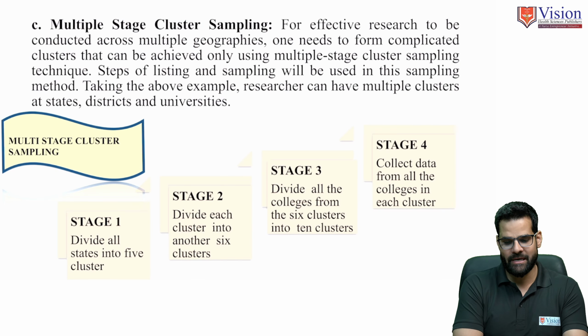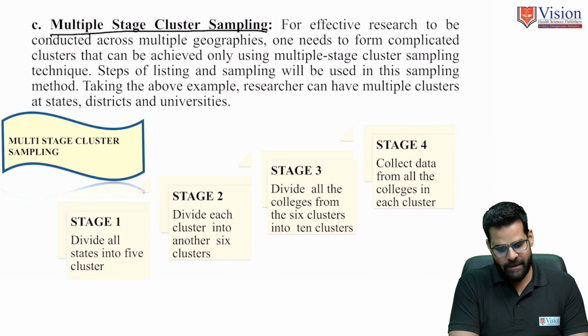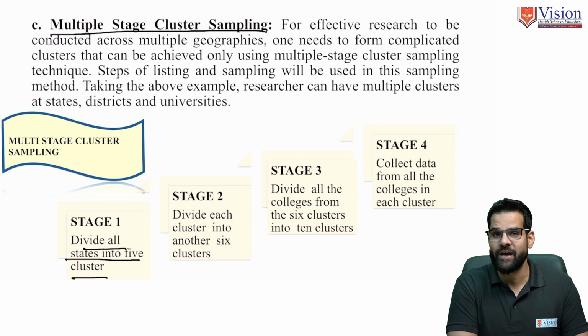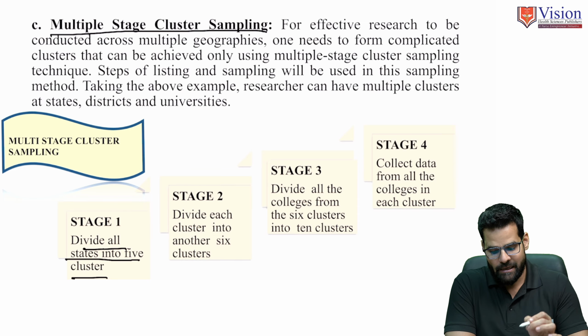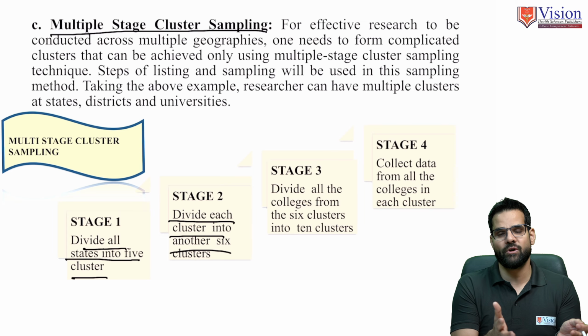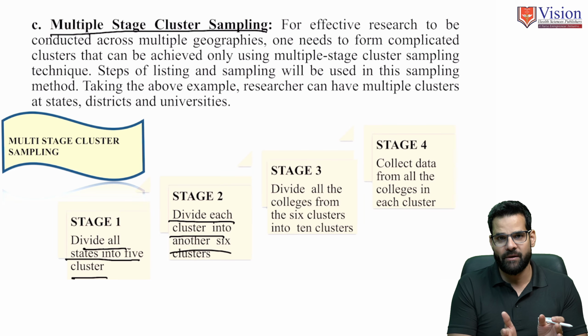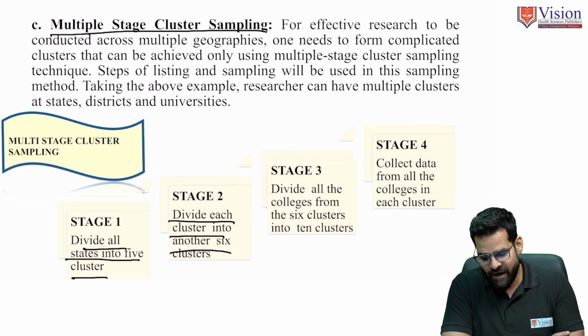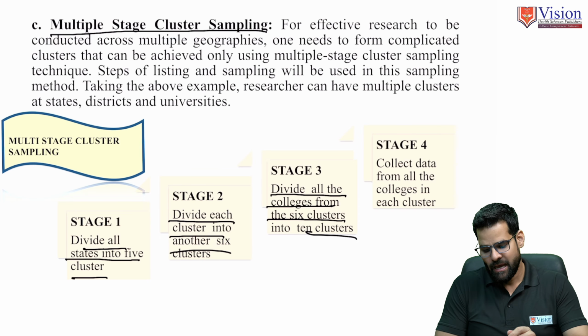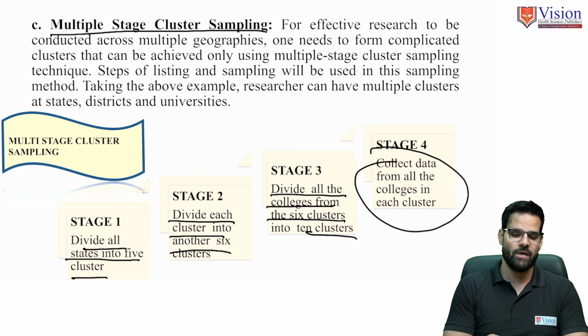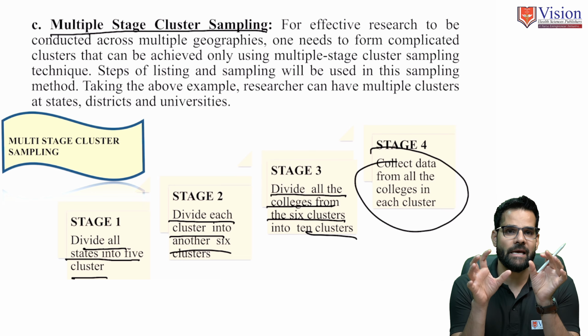Okay, as you can see here, multi-stage, I have already explained. The example given here is to divide all the states of India into 5 clusters: north, east, west, south and central. Then divide each cluster into 6 clusters based on certain things. Maybe further classification is there where you can cluster. Then divide all the colleges from these 6 clusters into 10 clusters, maybe based on private, government or whatever. You can have different clusters and you can collect the data from the selected ones. So just keep on making the grouping.